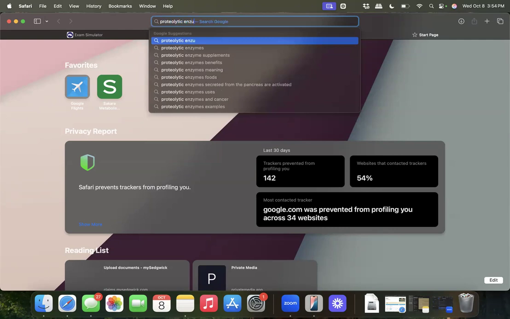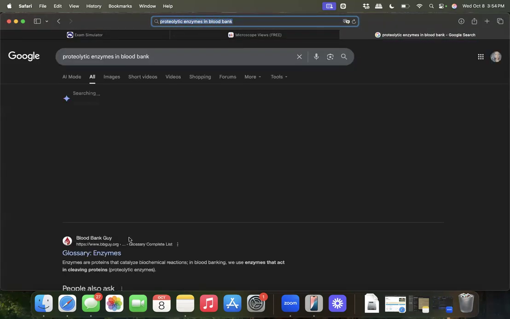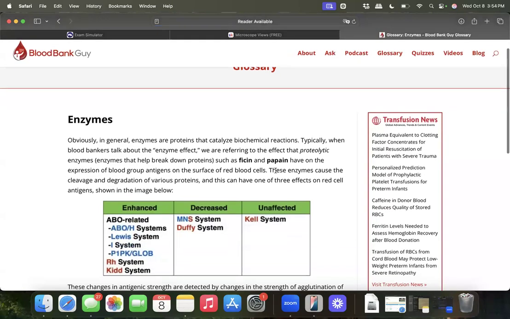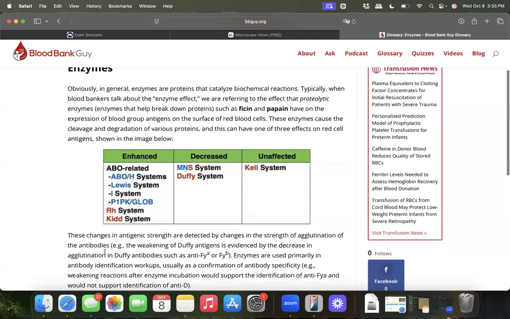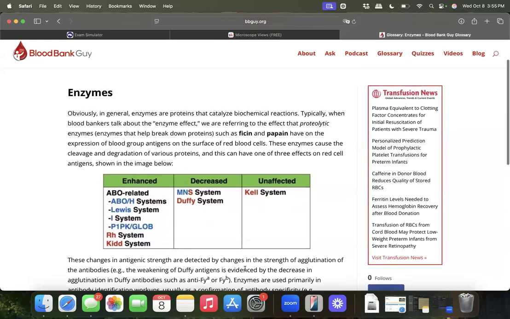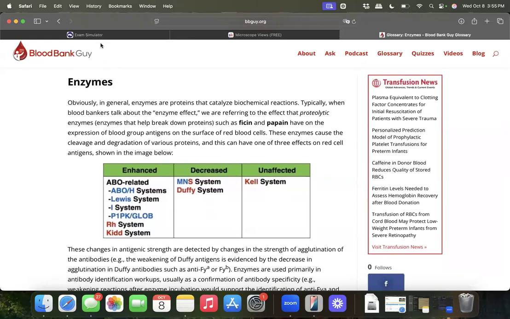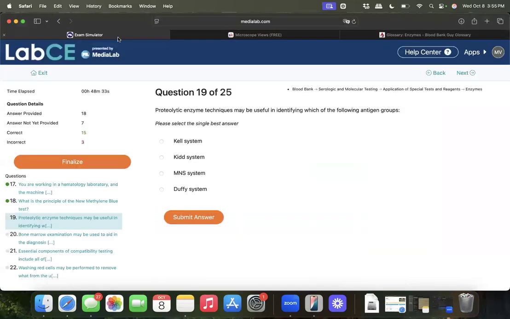Proteolytic enzymes in blood bank. All right. So enhanced is the ABO related, the RH system and KID. Decreased is the MNS and the Duffy system. Unaffected is Kell, but destroyed is the Duffy, right? No, no, no. Okay, what does it say? Changes. Duffy dies, Kell lives. It's a good one. All right, so back to the question.